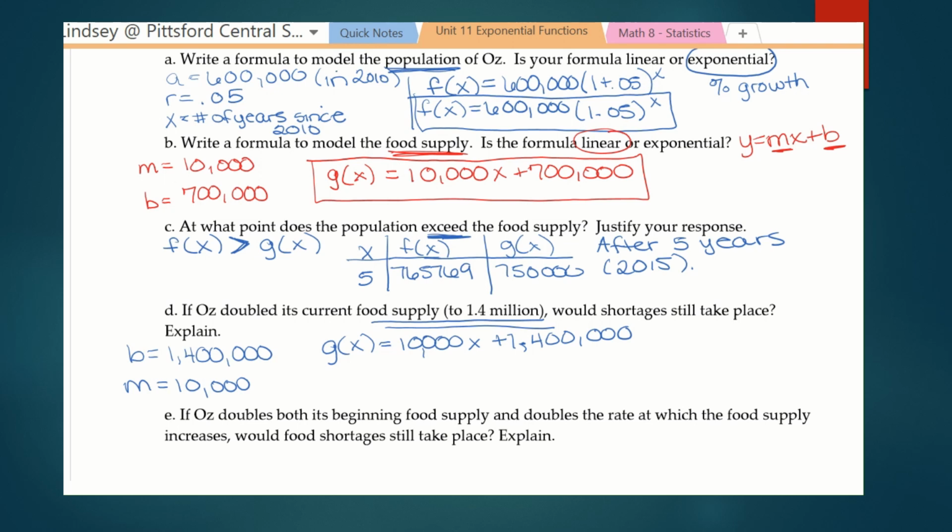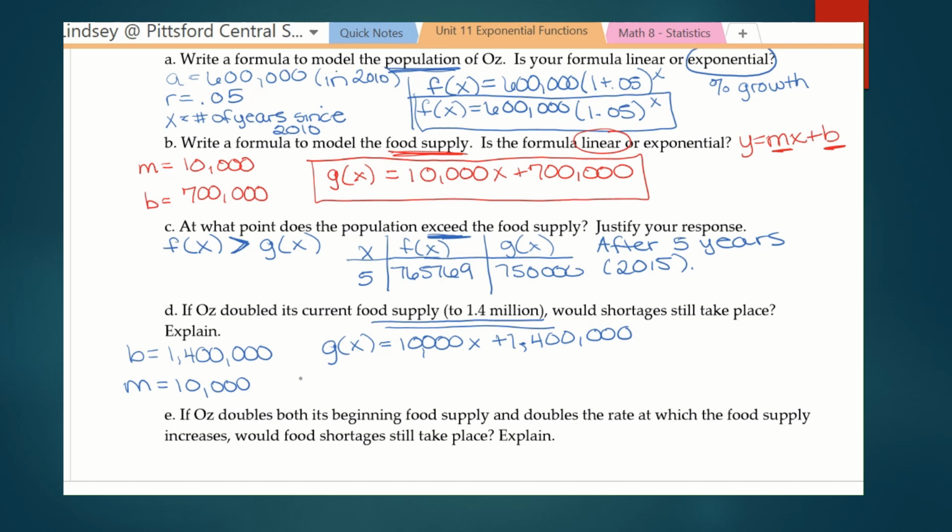So once again, I'm going to scroll down and I'm going to see, is there ever a point in time where my exponential function surpasses my linear function? So as I scroll and scroll and scroll, oh, I see it. It does. It is going to pass. So I don't know about you guys, but I'm looking at an x value of 21. So 21 years after 2010, the population is going to surpass the food supply.